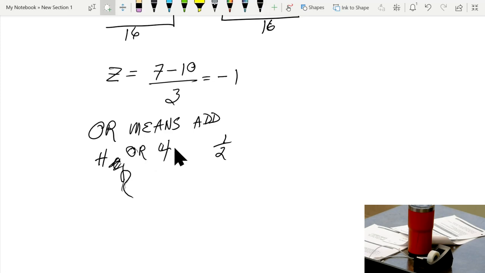The chance of getting a heads or a 4 is 4/52nds plus 1/2. Or means add. So anytime there's an or, you add.